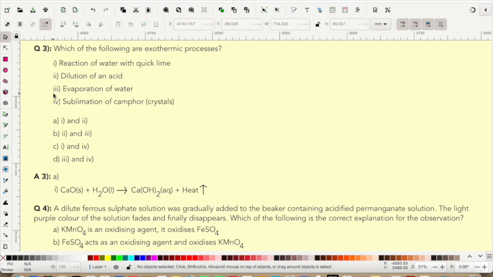Third one is evaporation of water. It is an endothermic reaction because water absorbs heat to evaporate. Fourth one is sublimation of camphor. Camphor absorbs heat to sublimate. So this also is an endothermic reaction. So the correct options are option 1 and 2. And the correct choice is A, which says 1 and 2 are correct.